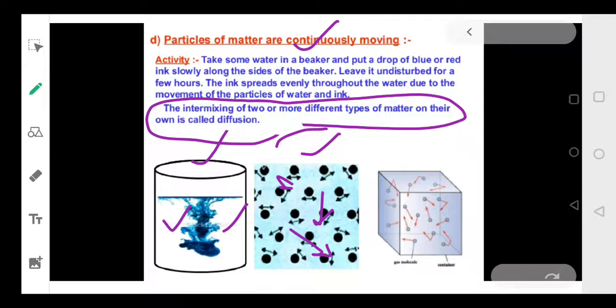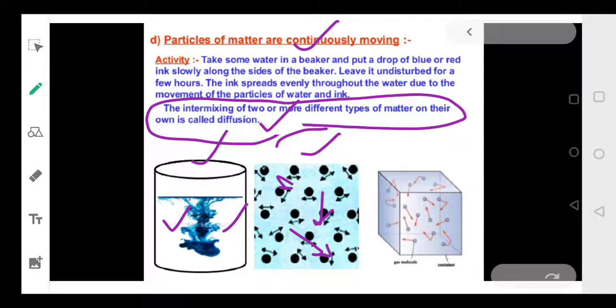Now suppose you are applying perfume on your body. So again you can smell the perfume from a distance, right? Again the particles of perfume mix in the air and travel from one place to another. So this is also an example of diffusion.